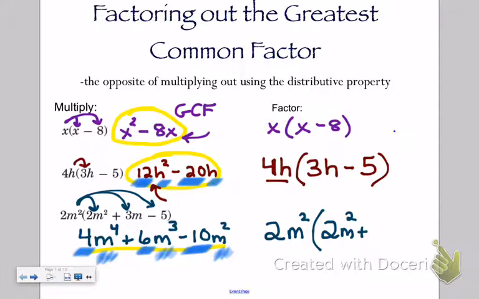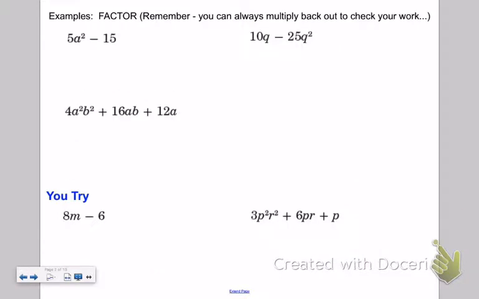2 times what is 6? 3. M squared times what is m to the 3rd? M. Then the last term, we look and see 2 times what is negative 10? Negative 5. And we already have m squared, so we don't need to add any more variables to that. Alright, so now we're at the next slide at the bottom of this page. So we're going to be factoring.